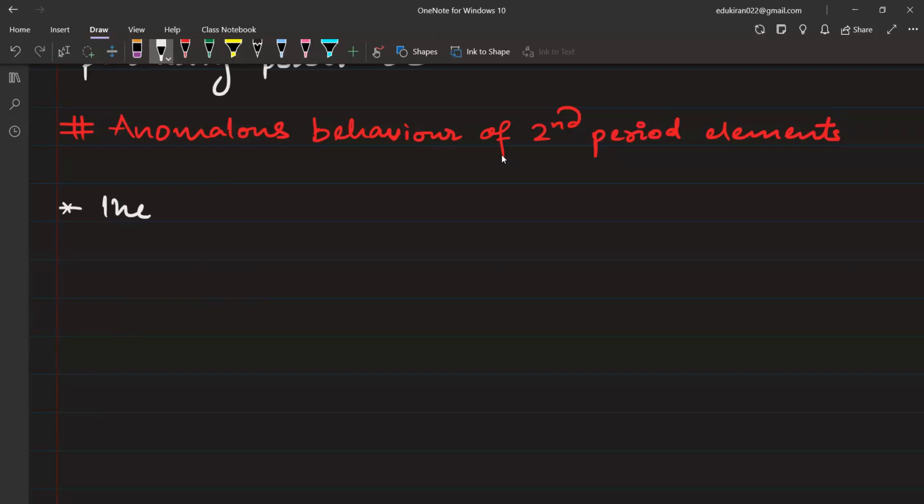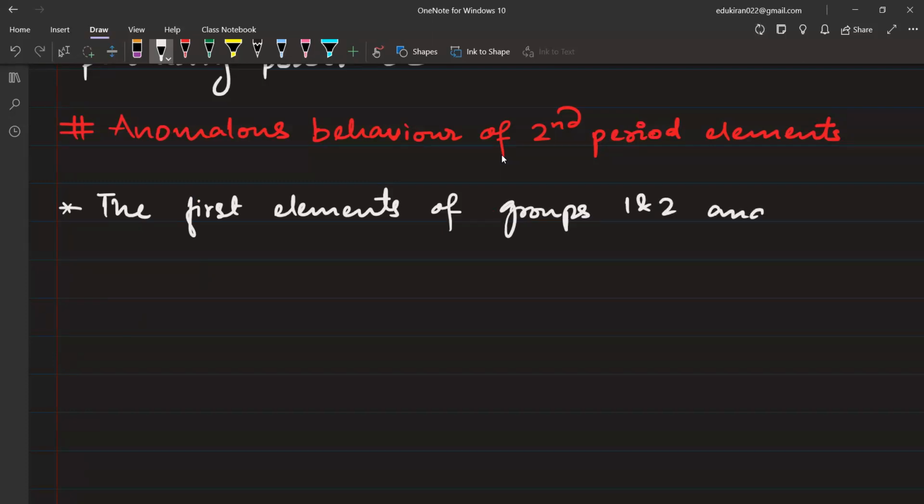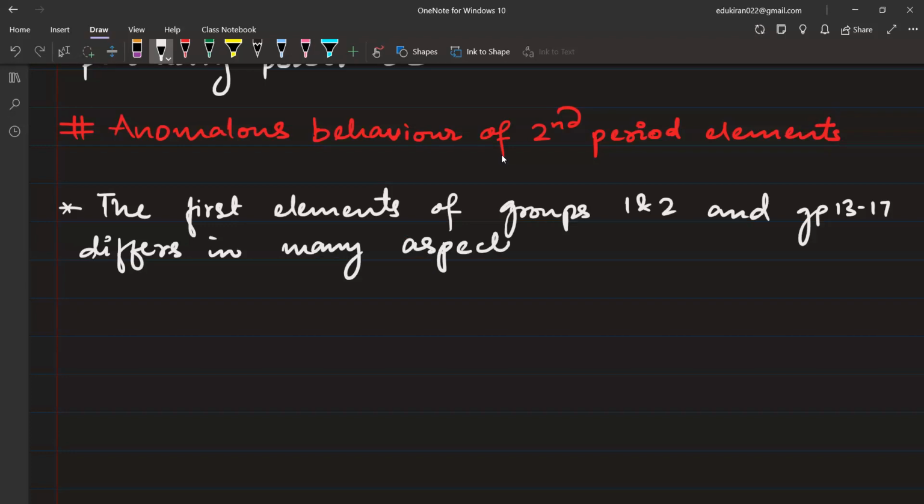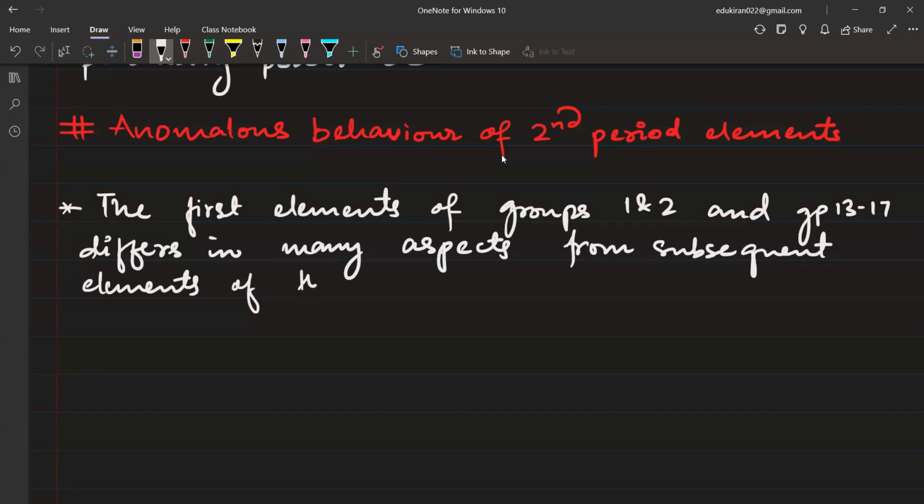Please write: the first elements of group 1 and 2 and group 13 to 17 differ in many aspects from subsequent elements of the group.